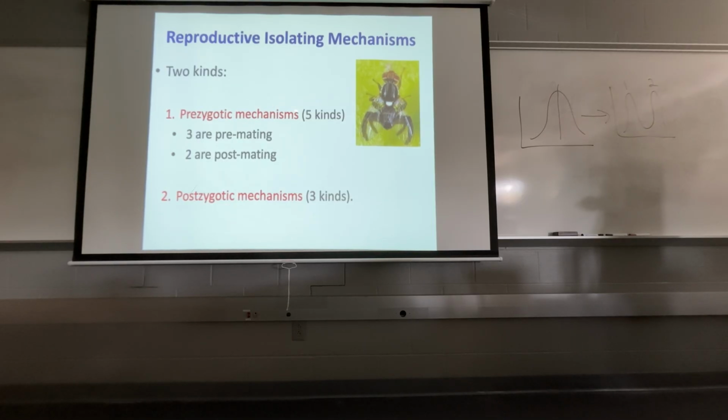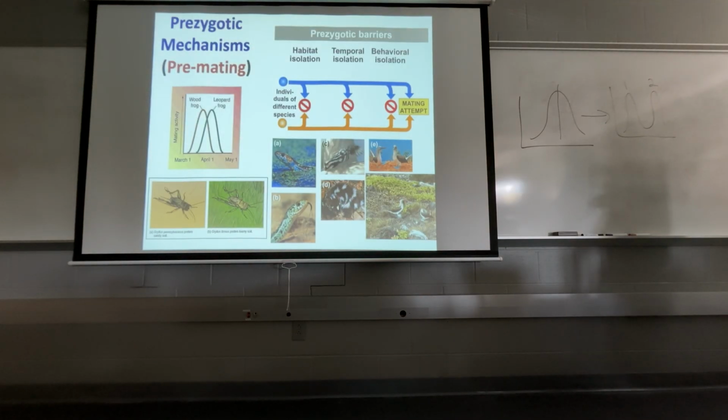So let's talk about these prezygotic mechanisms that prevent viable offspring. There are 3 that are called pre-mating. So 3 pre-mating prezygotic mechanisms. They are habitat isolation, temporal isolation, and behavioral isolation. All of these prevent the male and female from finding each other. Okay? So what's the difference between them?